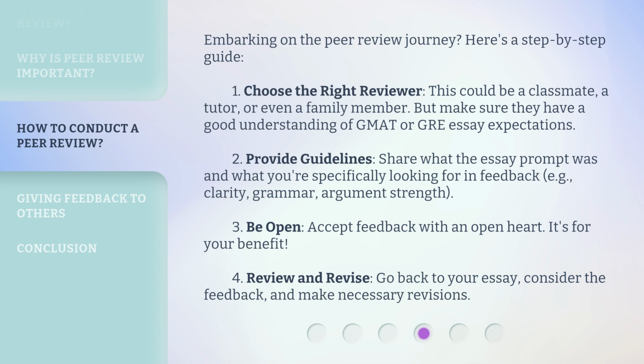3. Be open. Accept feedback with an open heart. It's for your benefit. 4. Review and revise. Go back to your essay, consider the feedback, and make necessary revisions.